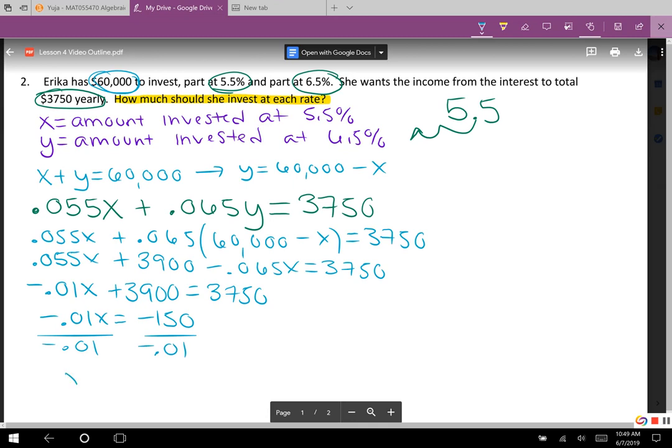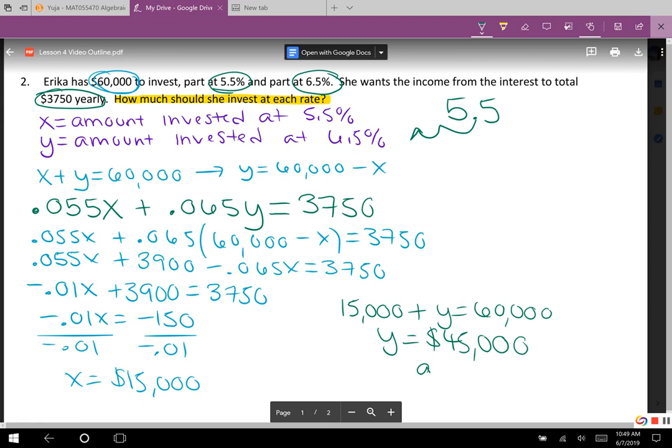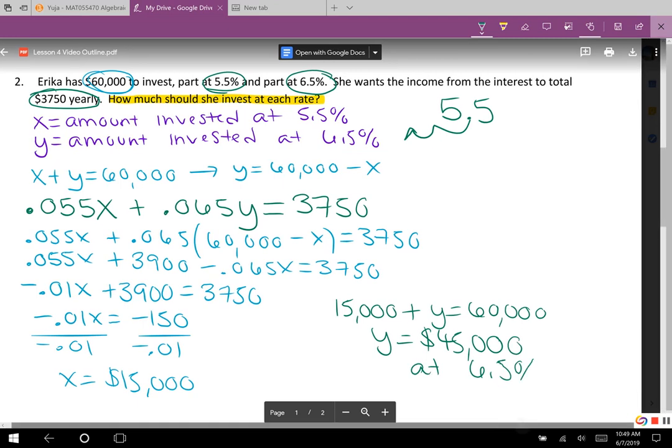So that tells me I've got $15,000 in that first account. And then if I know that it totals $60,000, well, we have to have $45,000 left over. Or in other words, 15,000 plus y has to equal 60,000. So y would be $45,000. So we've got $45,000 at 6.5% and $15,000 at 5.5%.